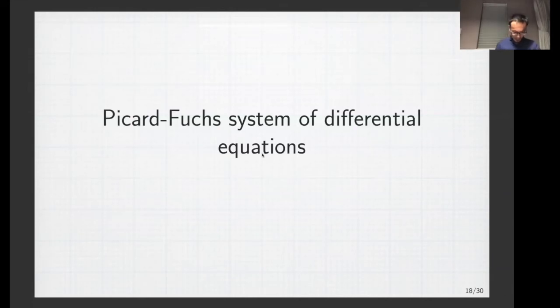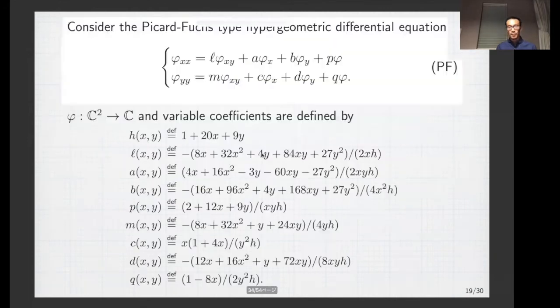So anyway, let's consider the second one. The second one is a Picard-Fuchs system of differential equations, whose monodromy is not obvious in this problem. The Picard-Fuchs type hypergeometric differential equation is denoted by this formulation. We name this one PF, like this.